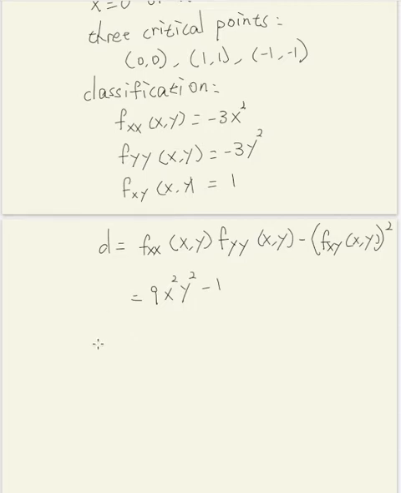Okay, so consider the first point, 0, 0. D evaluated at 0, 0, we'll plug it in, you get minus 1. And that immediately tells you 0, 0 is a saddle point.